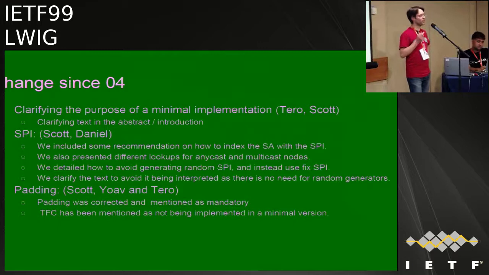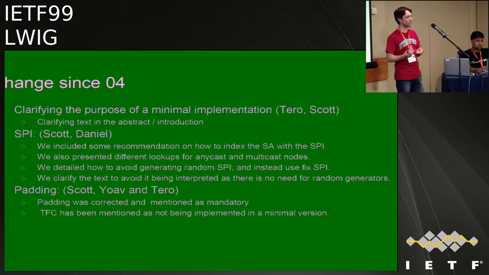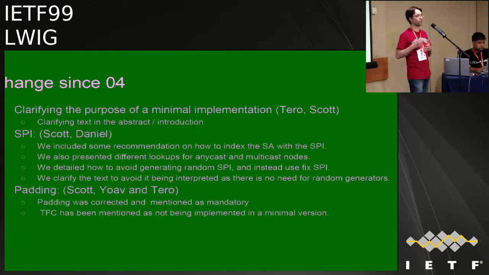So we clarified the text on the SPI, so we detailed how it can be handled with multicast or anycast communications. We detailed how we can use a fixed value for the SPI, or a limited number of values for the SPI, in case of some devices that could hardly generate a random SPI. We also clarified that it doesn't mean that you don't need randomness, because for crypto you need randomness. So it's just a way to avoid generating new SPIs.